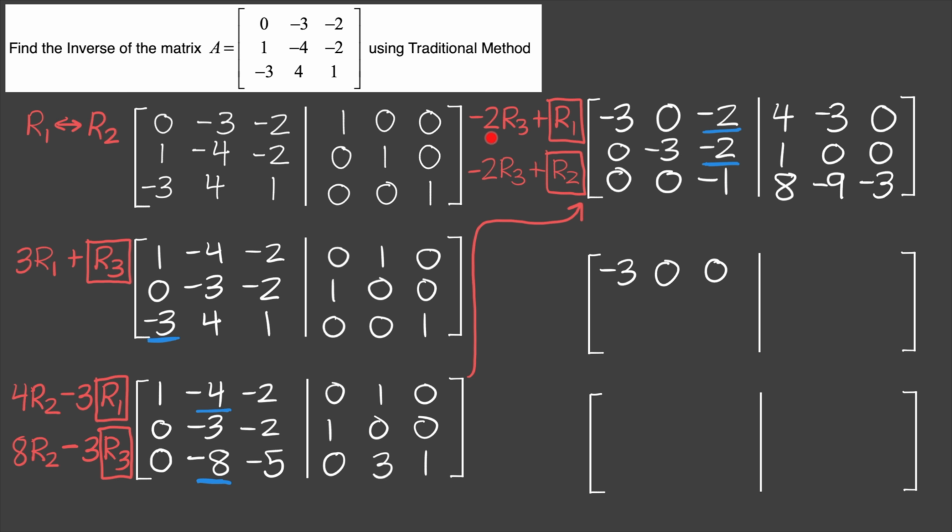Next, we have -2 times 8, which is negative 16, plus 4, which is negative 12. All right, and then negative 2 times negative 9 is 18 minus 3, which is 15. And then lastly, negative 2 times negative 3 gives us 6 plus 0, which is 6.